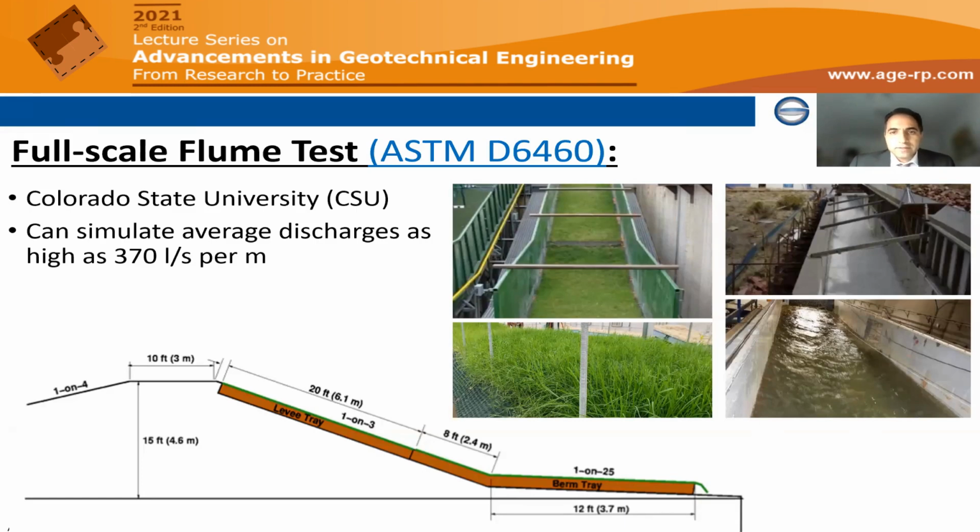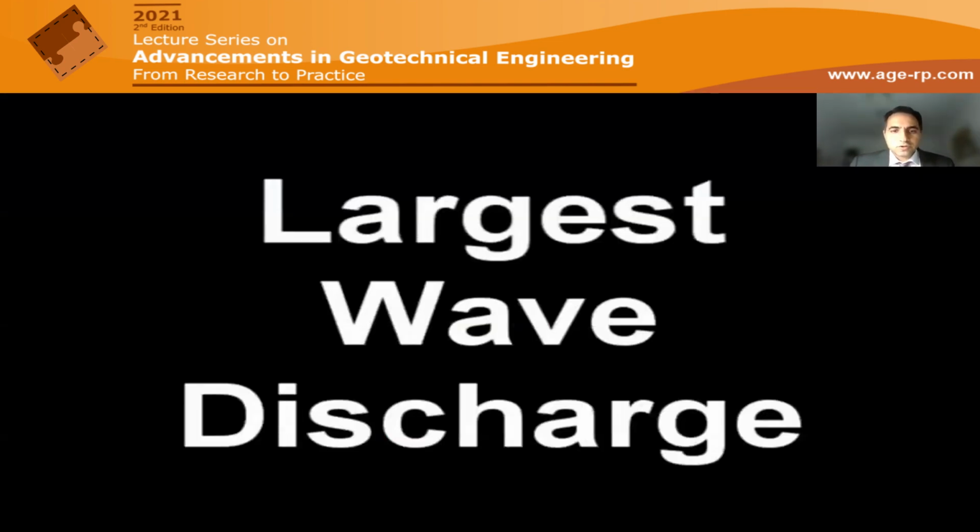This is the test setup at Colorado State University, where they can simulate average discharge as high as 370 liters per second per meter. And they make the exact solution. It can be a TRM, it can be rock, it can be concrete, whatever. And they put it in this flume. I have a short video to show you how it works.